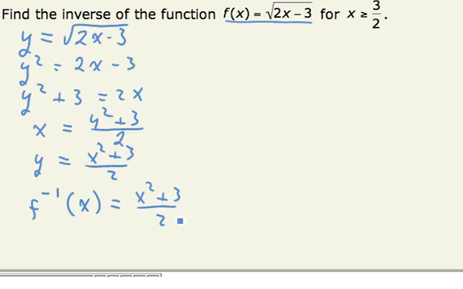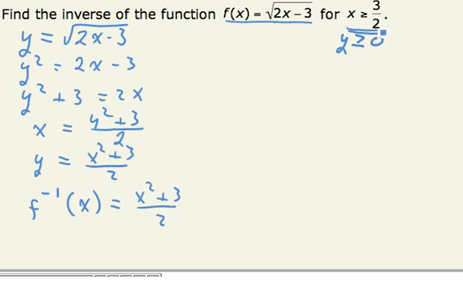The only other thing we have to worry about is the domain issue. For the original function, the domain is x greater than or equal to 3/2. If we were to plug all of those x's into this expression, we would find the range of this function is y is greater than or equal to 0.